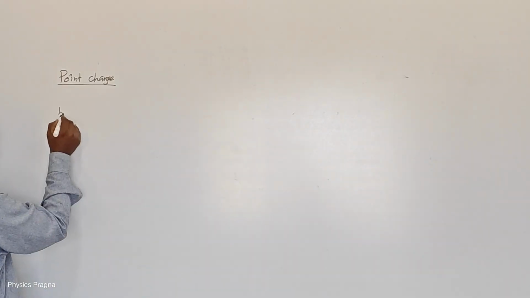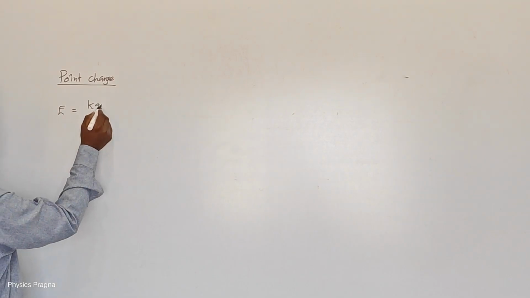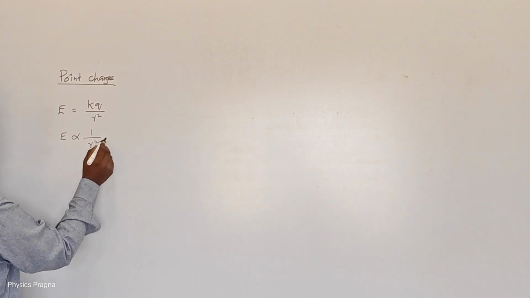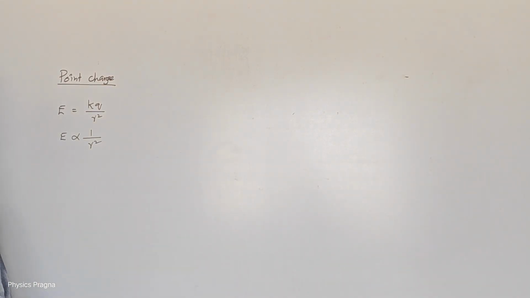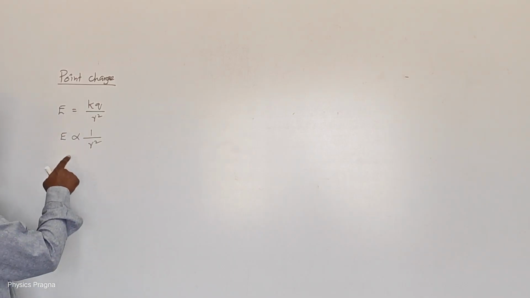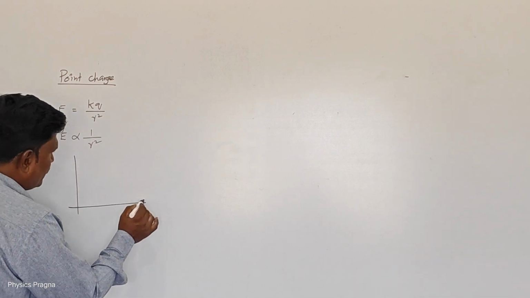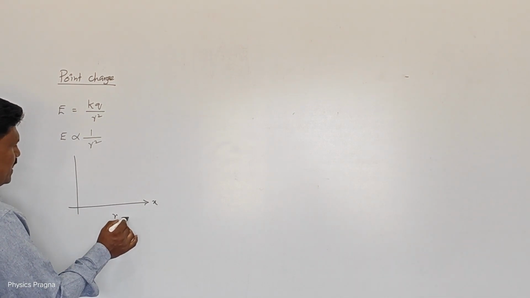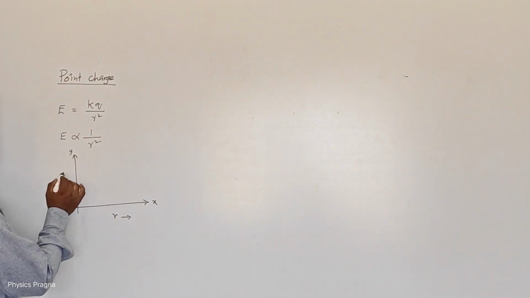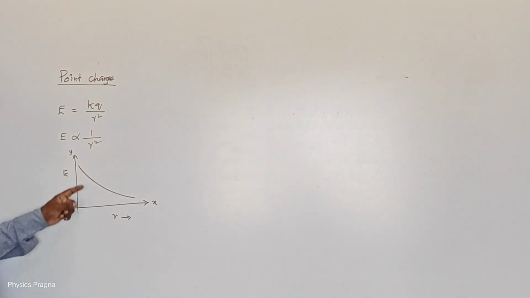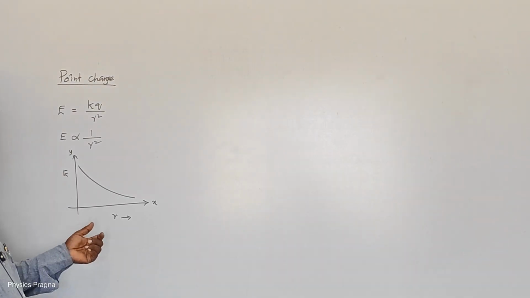Now, for a point charge, the electric field formula is kq by r square. So the electric field is inversely proportional to the square of the distance from the charge to the point where we are calculating the electric field. So it follows the inverse square law. If you draw a graph here, this is the x-axis, on which I have taken r values, and on the y-axis I have taken E values. So when you go away from the charge, the electric field decreases exponentially. It never becomes zero. This is for a point charge.